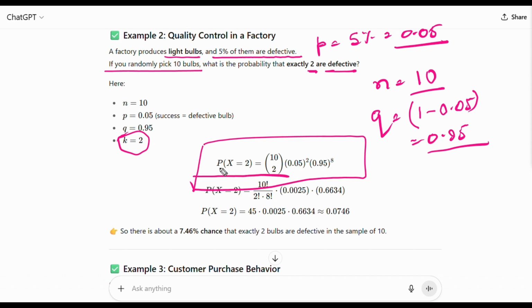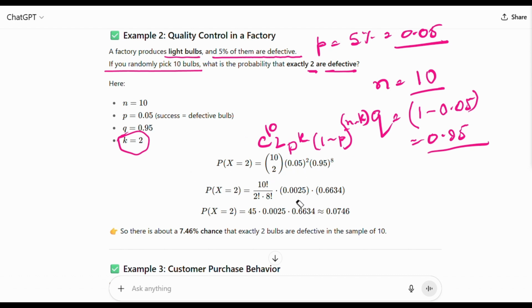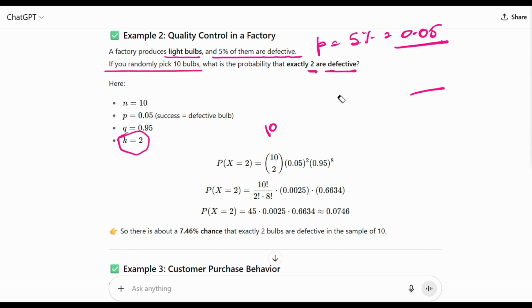So again we are putting this into the formula. P(X = 2) is equal to combination 10 choose 2, and this is the formula: p to the power k, and (1 minus p) to the power n minus k. So 10 choose 2. If you put this here, this is 10 factorial by 2 factorial into 8 factorial. If you calculate it all together, you will get the answer.